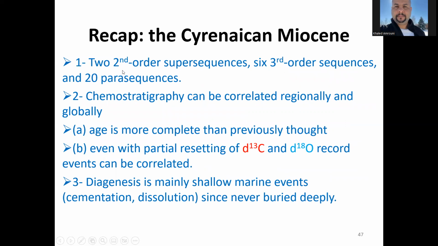Recap: the Cyrenaican Miocene has two second-order supersequences, 6 third-order sequences, and 20 parasequences. Chemostratigraphy can be correlated regionally and globally, and the age is more complete than previously thought in the Cyrenaican Miocene. Even with partial resetting of carbon and oxygen, the recorded events can be correlated. Diagenesis is mainly shallow marine events, cementation and dissolution, since the Cyrenaican Miocene has never been buried deeply.